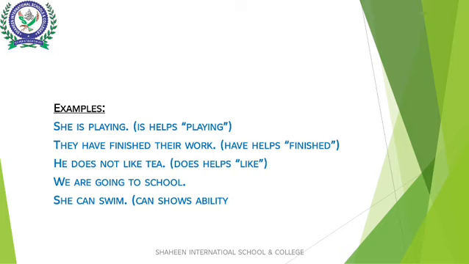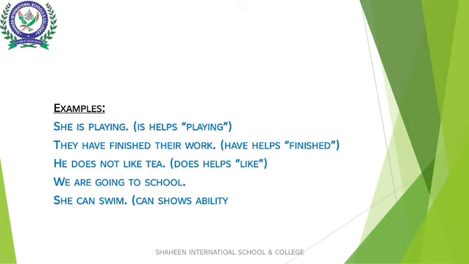Here are some of the examples. She is playing. Here, playing is the main verb. Is is an auxiliary verb or a helping verb that is showing which tense the main verb is in. She is playing. They have finished their work. Here, finished is the main verb and have is the auxiliary verb.